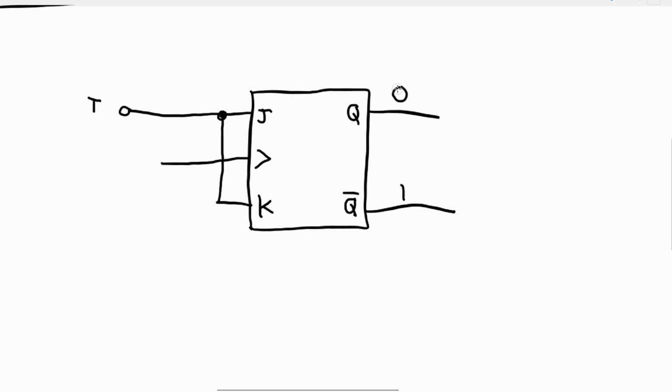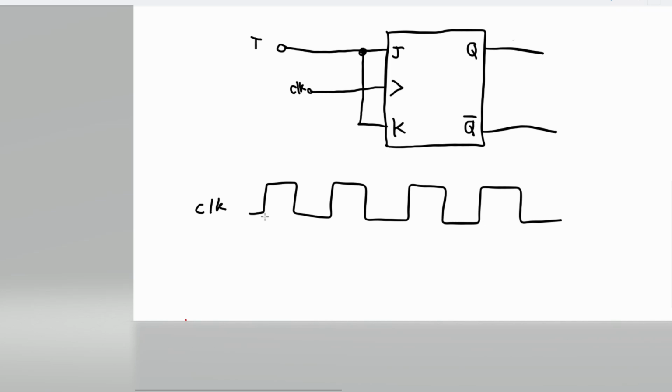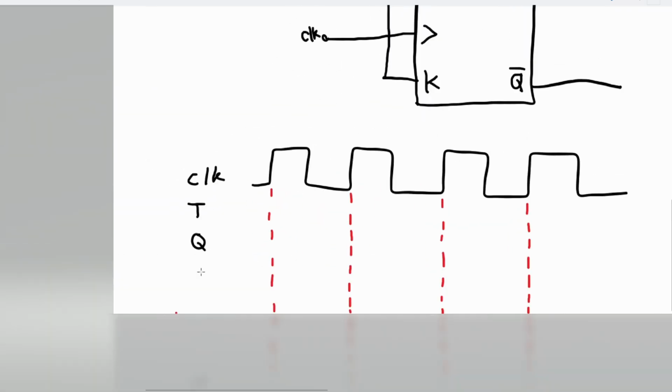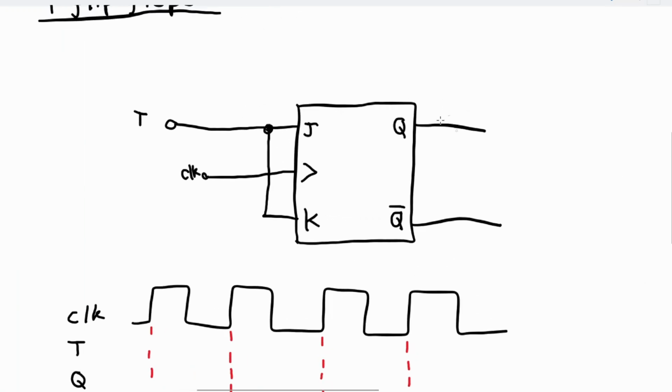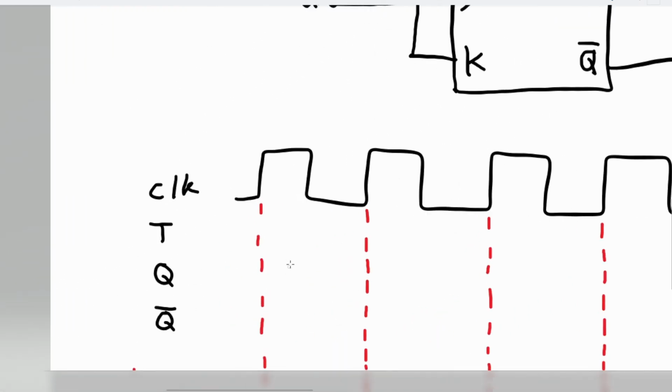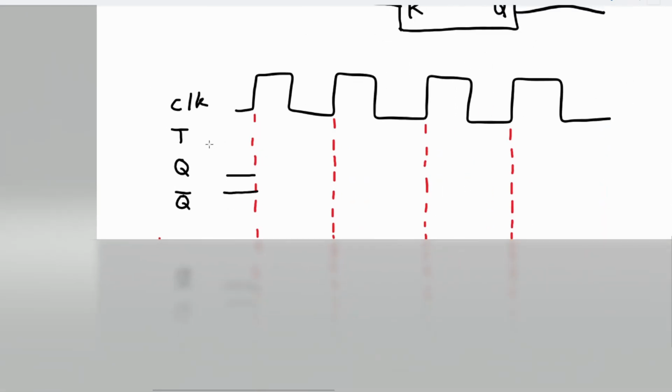So I'll draw a little timing diagram. So let's say that, like in the previous example I just showed you, Q is 0, Q bar is 1. And let's say that T is 0. These are just going to stay the same because T is 0. Let's say T becomes 1 here.